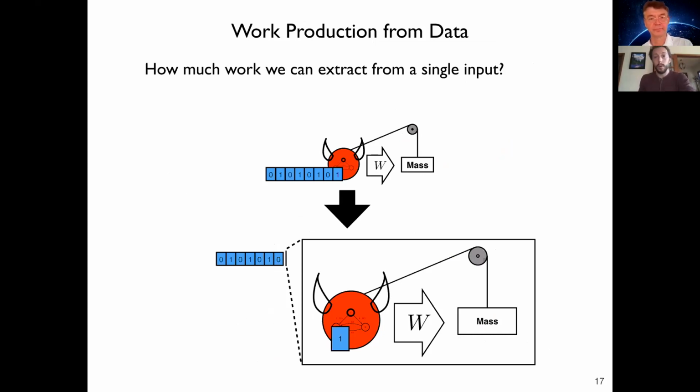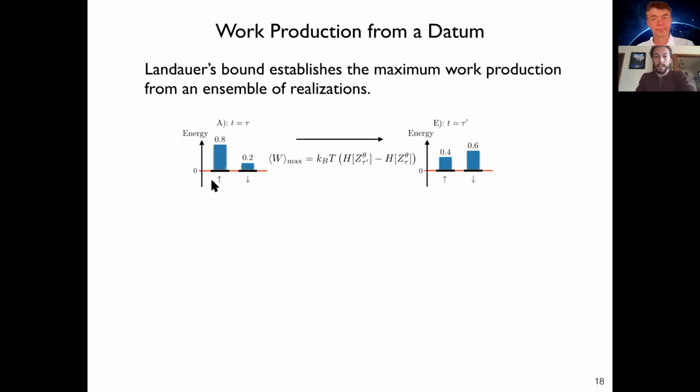And while I don't have the time to go through the full details of it, I think I can give you a sense of the general idea. The general idea is that the agent takes this time series one bit at a time. And we look at this interaction where the daemon harvests energy from a single input symbol. Say this input symbol realizes either an up state or a down state. And going back to Landauer's bound, we might say, we know based on Landauer's bound that the maximum work production we can get out of this on average is the change in entropy going from the initial state to the final state. So in this case, going from 80% up, 20% down to 40% up, 60% down.